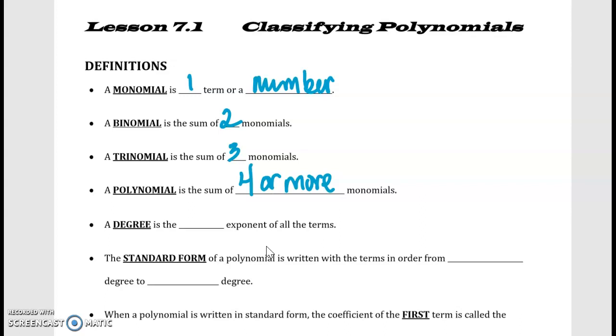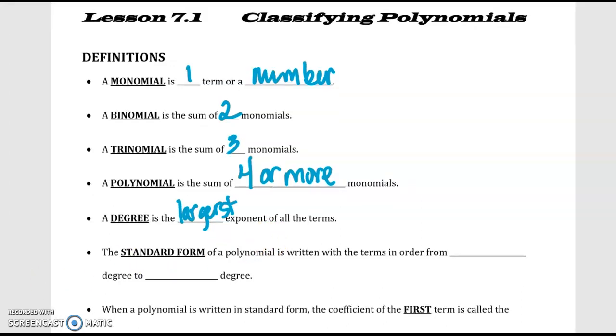It's a general term. A degree of the polynomial is the largest or highest, however you want to word that, the largest exponent of all the terms. We'll discuss this a little bit more tomorrow. Okay, our next term is standard form. In standard form, a polynomial is written in terms of the largest exponent to the smallest. We'll see an example of this in a little bit.